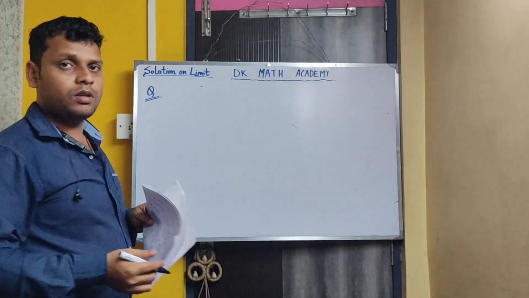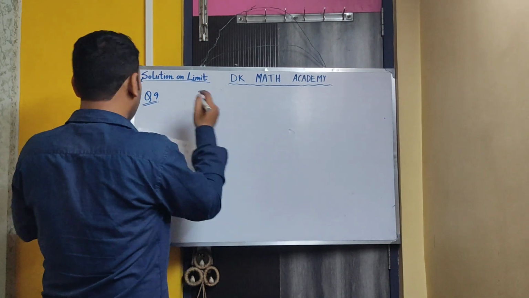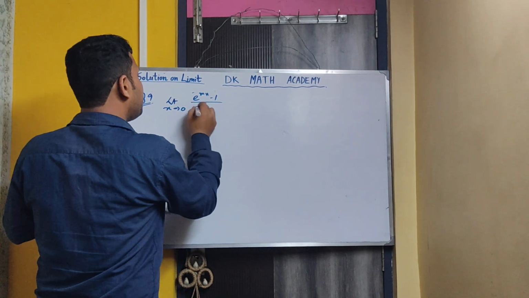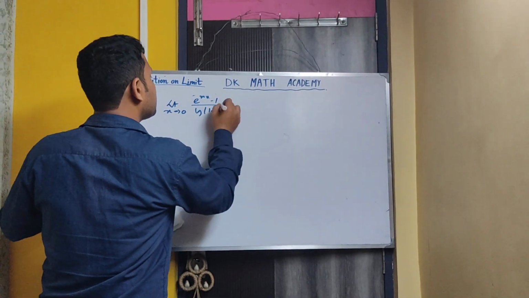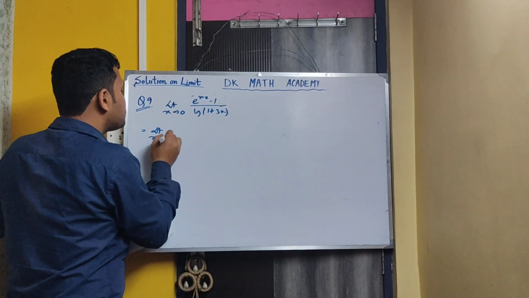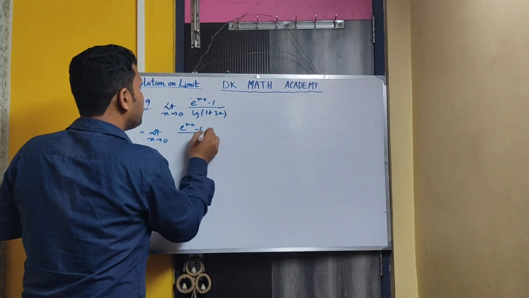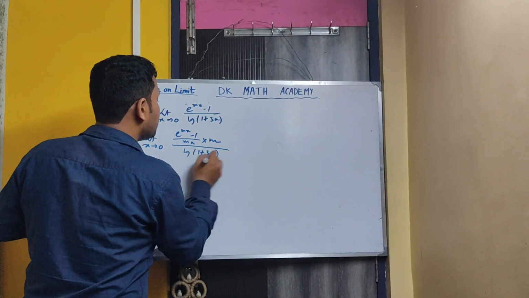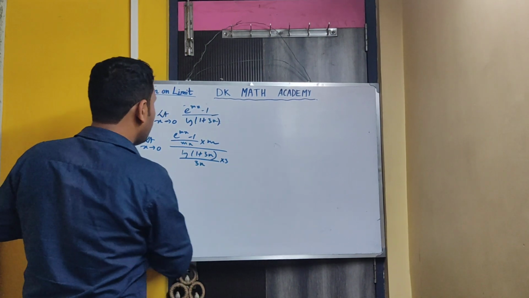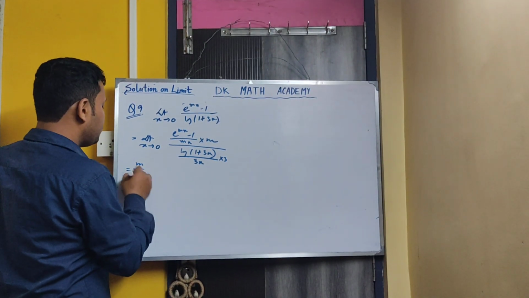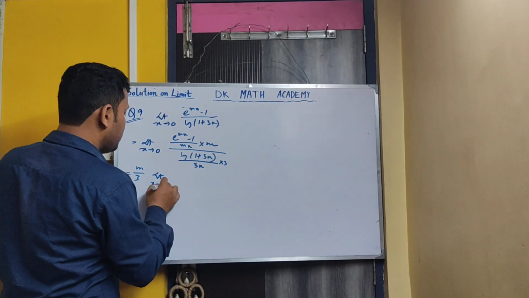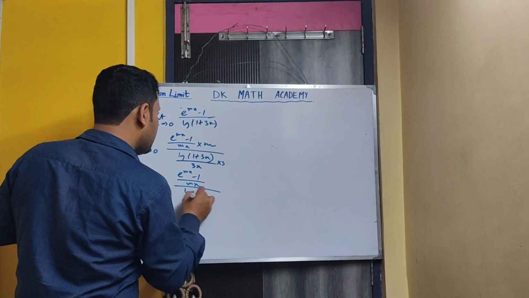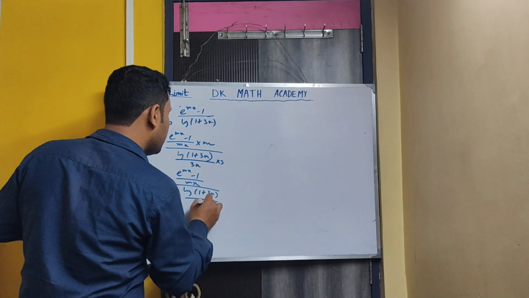Next problem, question number 9. Limit x tends to 0, (e to the power mx minus 1) divided by log(1 plus 3x). Here, limit x tends to 0, (e to the power mx minus 1) by mx into m, and this is log(1 plus 3x) divided by 3x into 3. Here m by 3 will come outside of the limit. Limit x tends to 0, (e to the power mx minus 1) by mx, and this is log(1 plus 3x) by 3x.